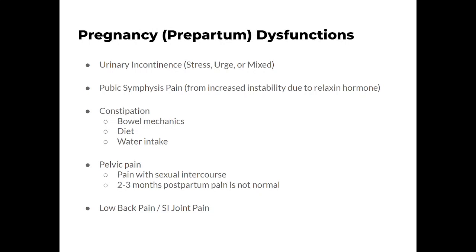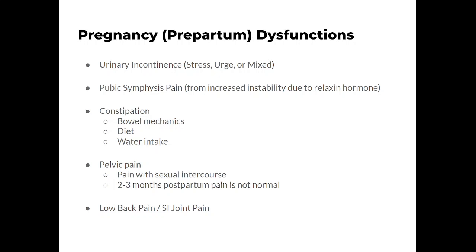Now let's talk about some prepartum dysfunctions. First, we'll cover urinary incontinence. Under these, we have stress, urge, or mixed incontinence. Stress, you can think of leaking when you are coughing or sneezing or jumping or running. Urge, you can think of feeling that initial urge to go and then not being able to control it and having a leak. And then mixed is a little mixture of both.